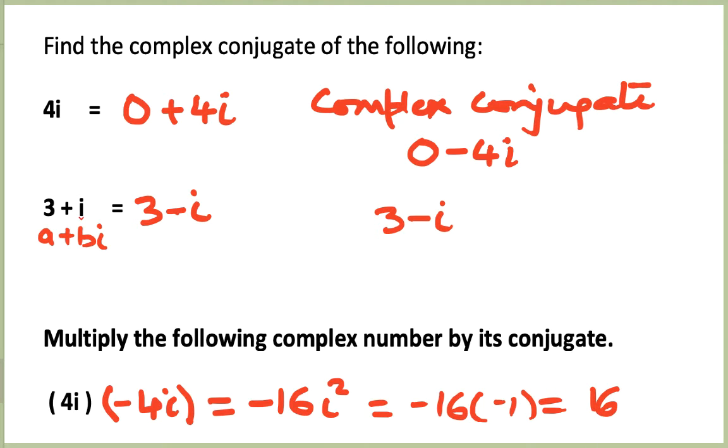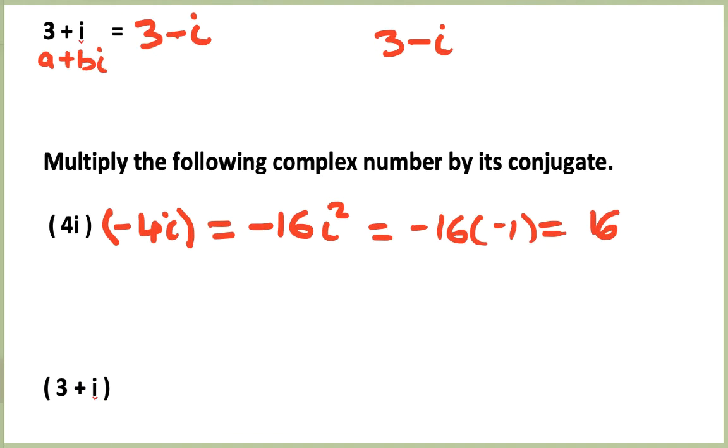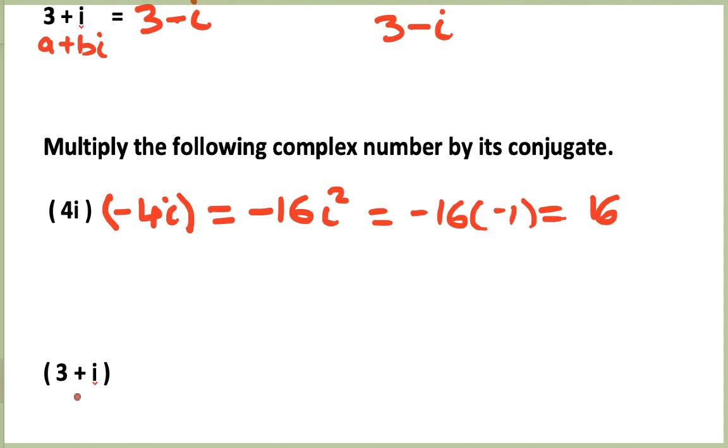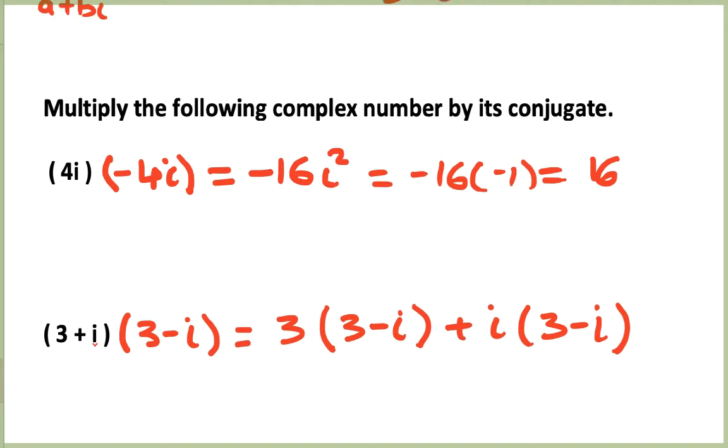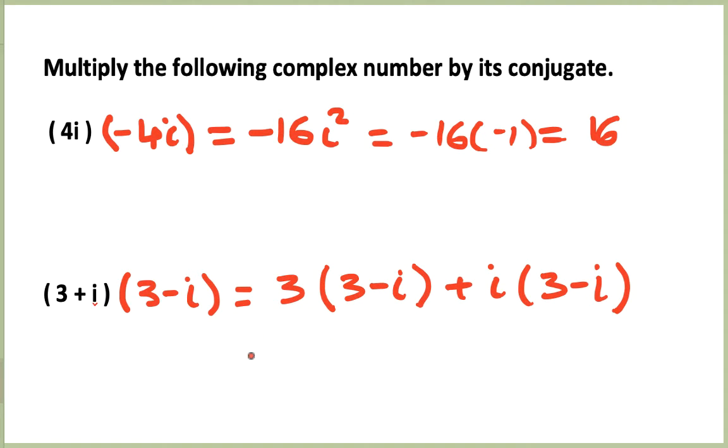Let's look at the other example. 3 plus i. Now we know the complex conjugate is what? 3 minus i. Now, in order to do that, we'll have to again do the whole multiplication. Now I'm going to keep 3 minus i fixed and distribute 3 plus i there. So it will be 3 times 3 minus i plus i times 3 minus i.